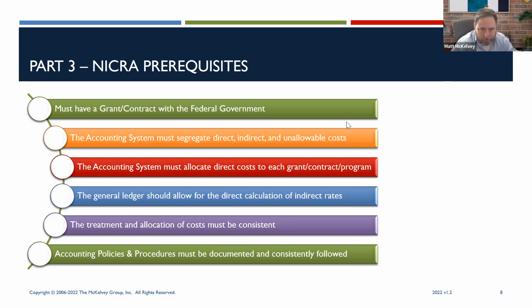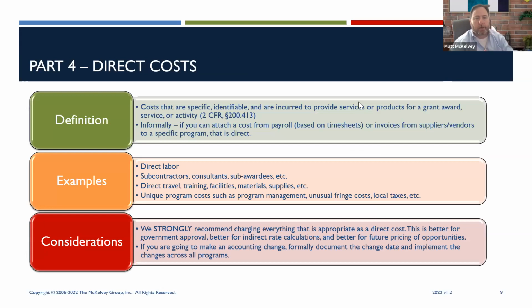Cool. Let's go on. So here are the definitions. A lot of words on this page. I'm going to take a few minutes and go through this in detail. All right. So what is a direct cost? A direct cost, by definition in the Code of Federal Regulations, is a cost that is specific, identifiable, and incurred to provide services or products for a grant award, service, or activity. That's the formal definition.